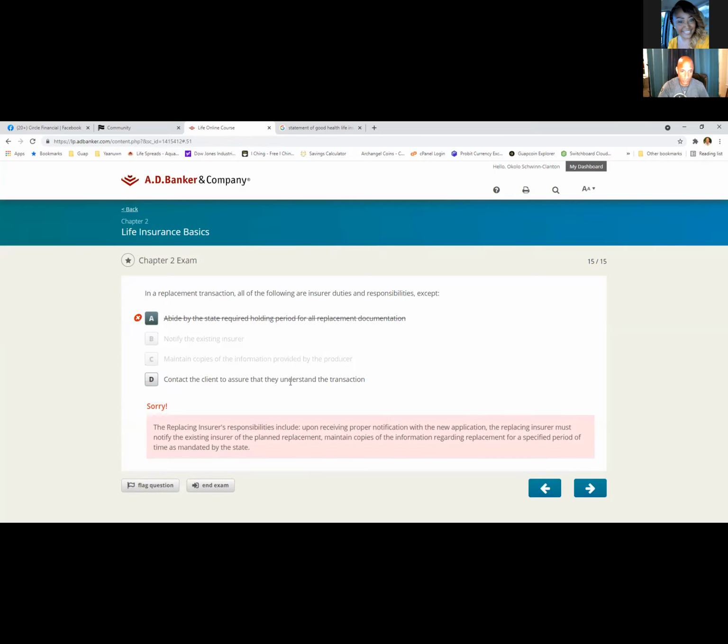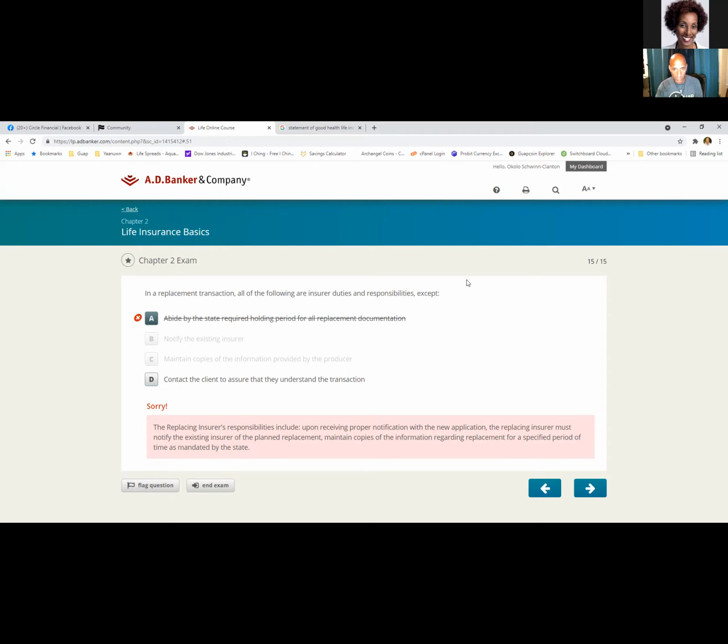Oh, contact the client to assure that they understand the transaction. Oh, right. See, it's a trick question. It's not the insurer's responsibility. It's the producer's responsibility, I bet. The replacing insurer's responsibilities include: upon receiving proper notification with the new application, the replacing insurer must notify the existing insurer of the planned replacement, and maintain copies of the information regarding replacement for a specified period of time as mandated by the state. Okay, so they've got to maintain this. This is the insurer. So it's the producer who assures that the client understands the transaction, not the insurer.